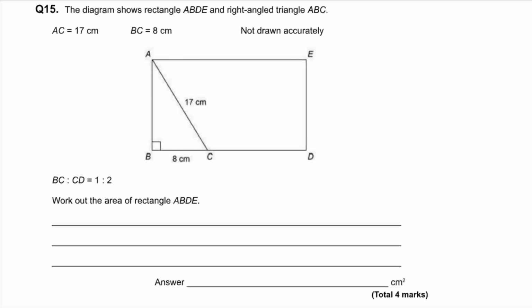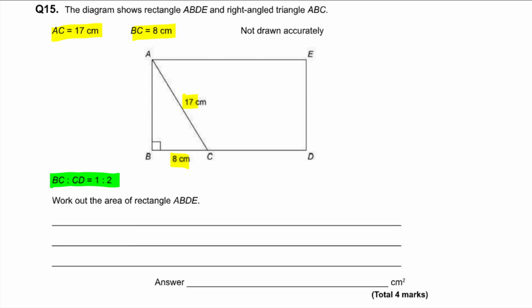So first up, question 15. The diagram shows rectangle ABDE and a right angle triangle ABC. AC is 17, BC is 8. Not drawn accurately. I always just double check that these things are on the diagram. They are. Look, there they are there. But sometimes you get extra information in the text that isn't on the diagram. So before I even look at these problems, I check the words and make sure everything's on the diagram. So look, here's something that isn't on the diagram.